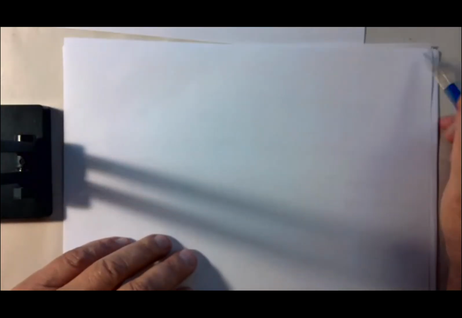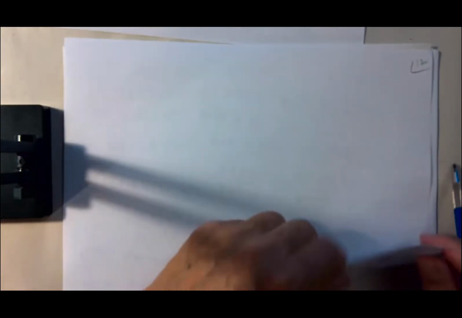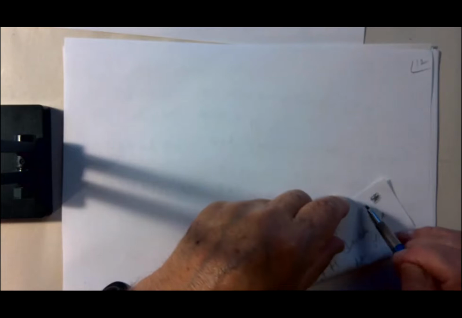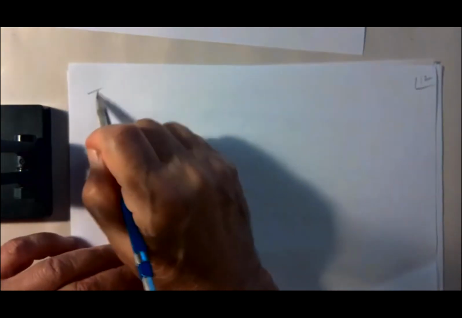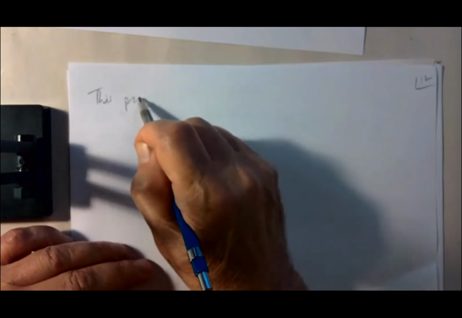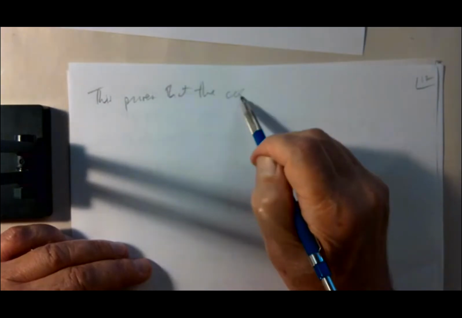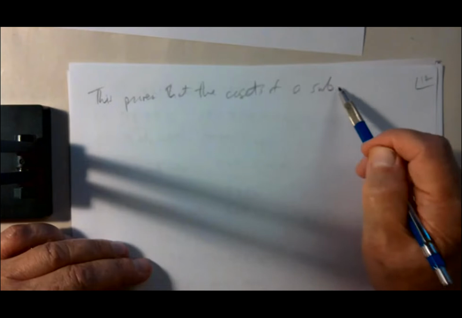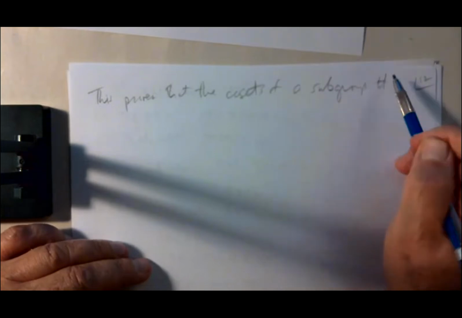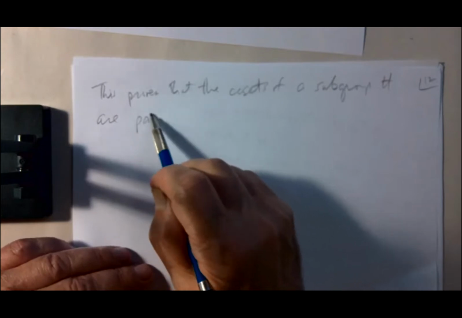So this proves that the cosets of a subgroup H are pairwise disjoint.